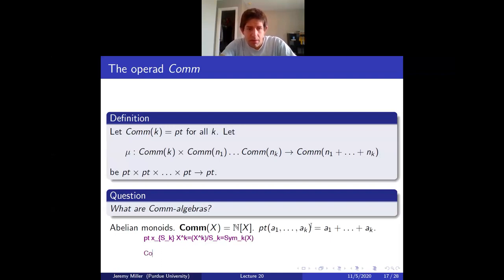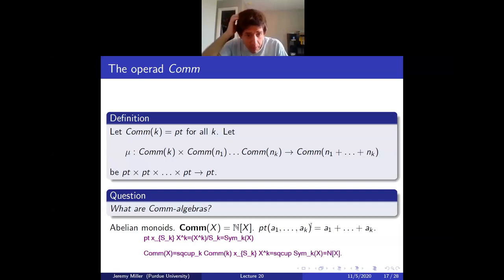So Com of X is going to be the disjoint union over k of Com(k) crossover S_k with X to the k. And then this is just the disjoint union of Sym^k X, which is just the free monoid on X.